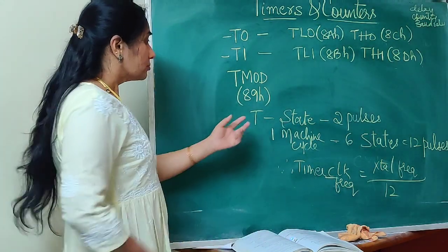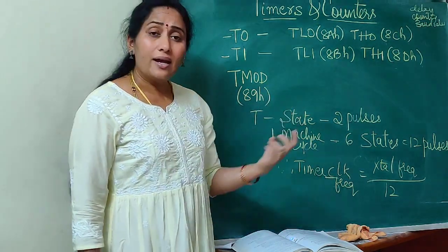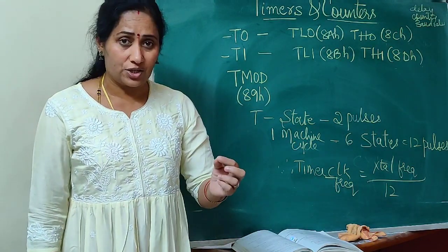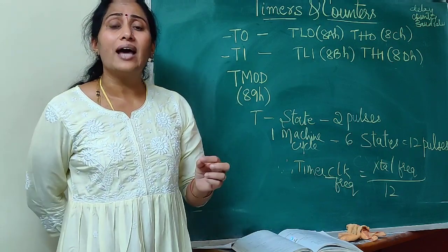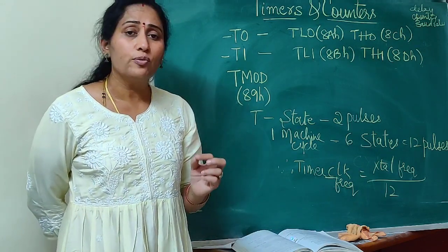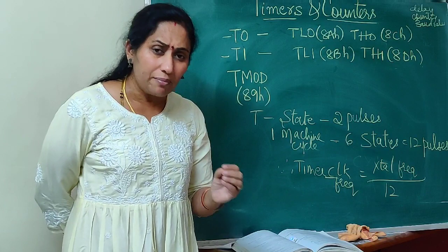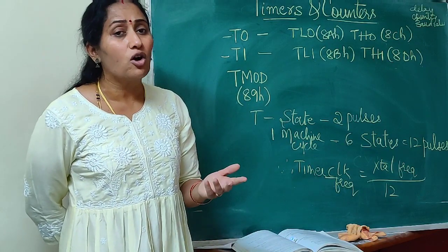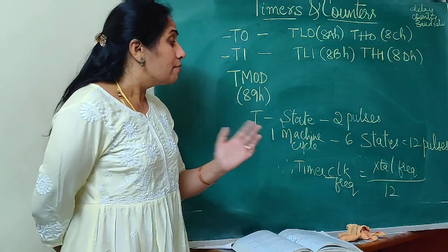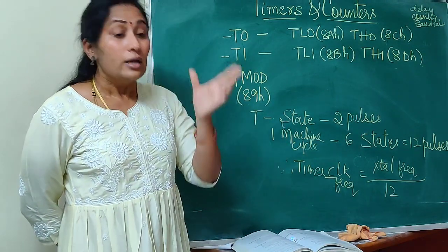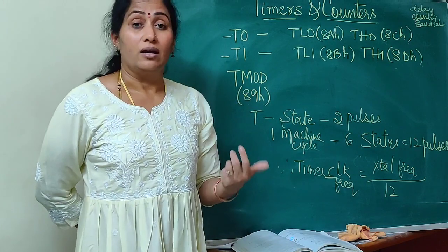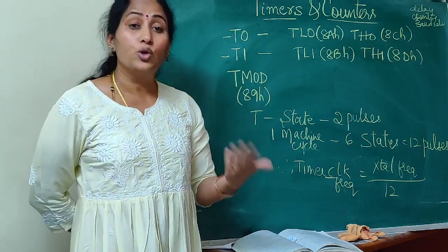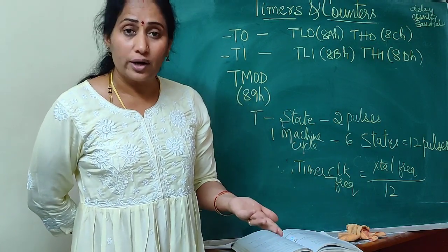Now, the time taken by an instruction is called a machine cycle. It's the minimum time required to execute a simple instruction. Some instructions may take 1 machine cycle, a few instructions may take 2, or others may take even 4.